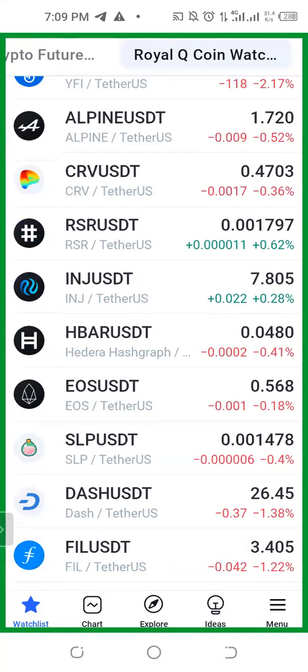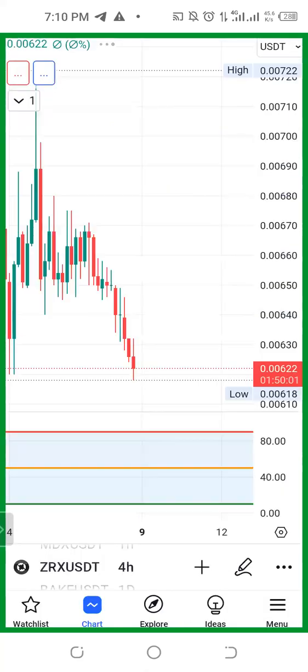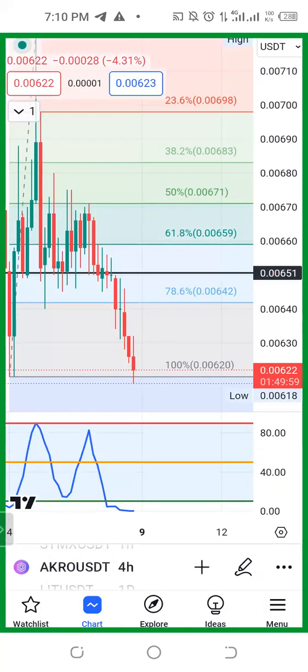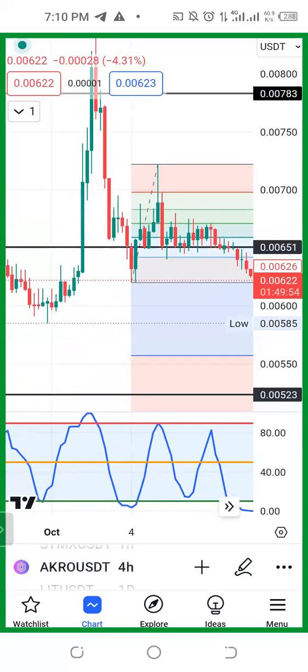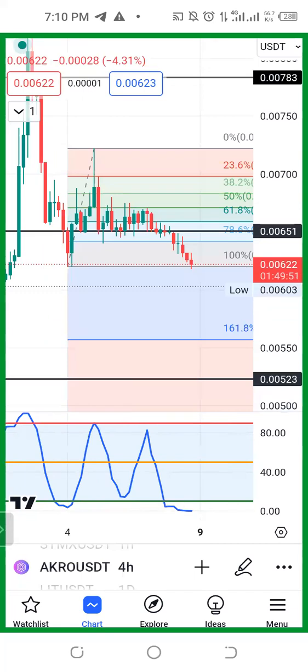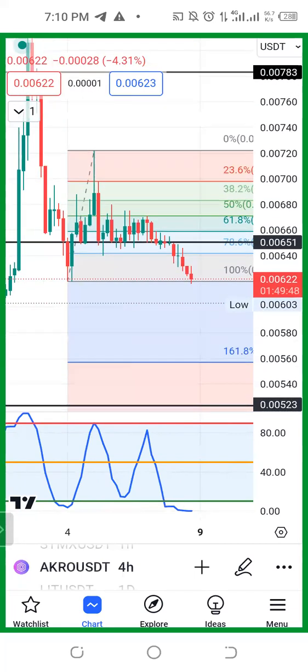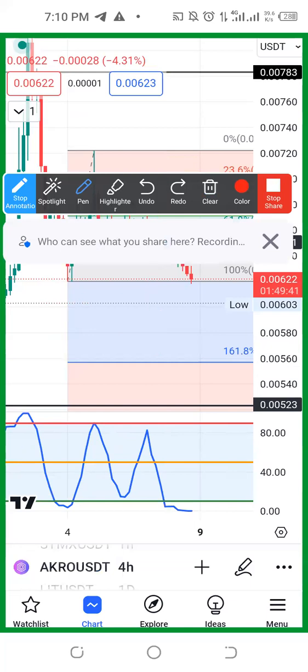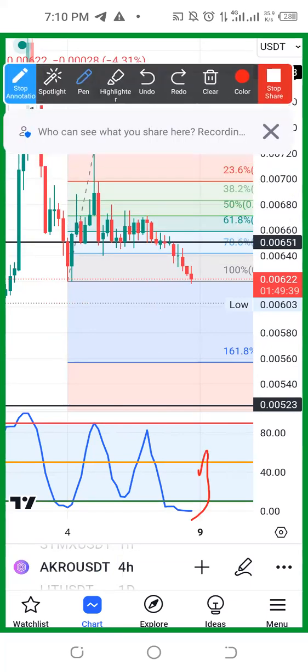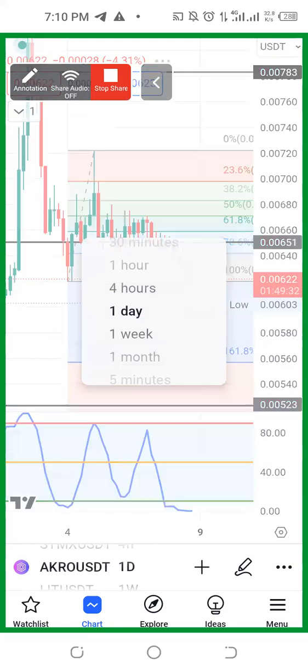So ACRO, before this coin is going to go up, it's going to take a long number of time. You can see it's still correcting. I think it has done enough correction already. You can see it's already at the RSI here. You can see that the graph is below here. So it should be coming up. But if you want to get a better picture, you have to go to the 1 day.